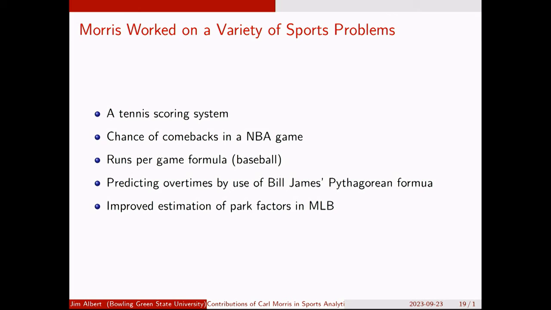He's always enjoyed Bill James and used James's results, and he used the Pythagorean formula. The formula relates runs scored to wins and losses, and by using that, he tried to predict overtimes in different sports. There's also a paper where he talks about improving park factor estimates in Major League Baseball. So he worked on a variety of problems, and you can find some of this work in different locations.